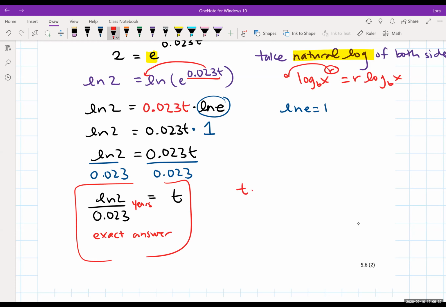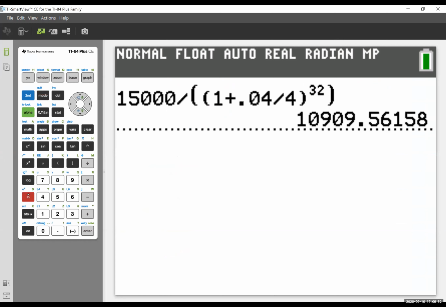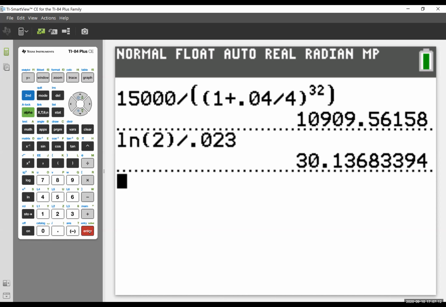So if we're going to approximate t, this is where we would pull our TI out. I'll switch over for you. I do have natural log of 2 divided by, I'll recheck before I say anything, I think 0.023, yes. 0.023, be really careful with the decimal. So we'll press enter, and you see you get this really long number. So that is 30.1368 or so.